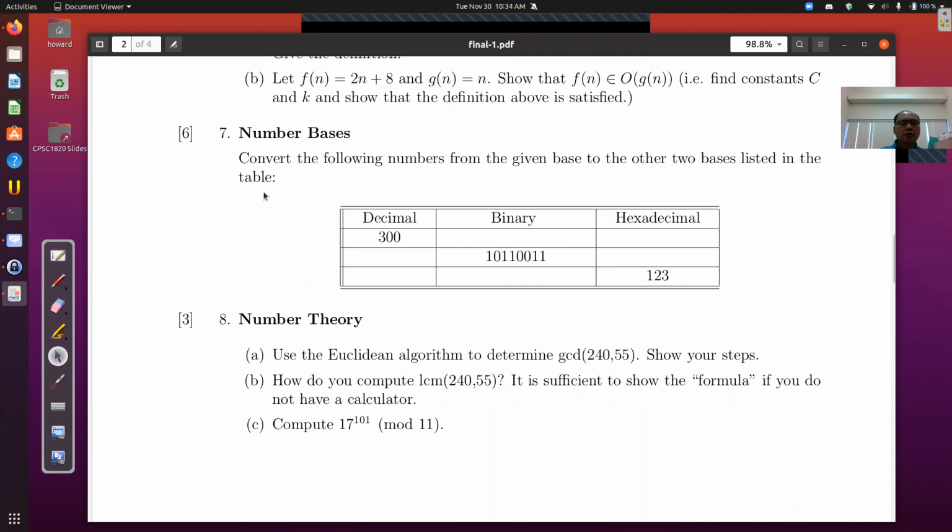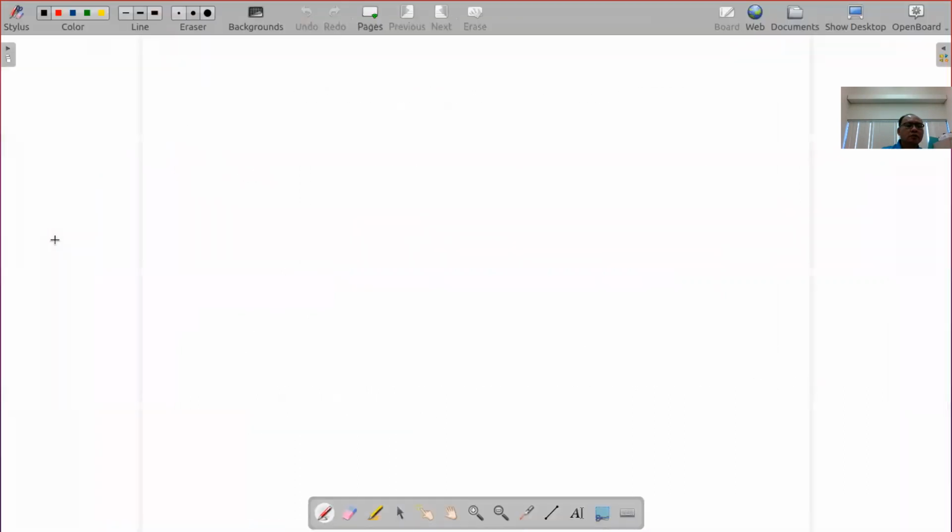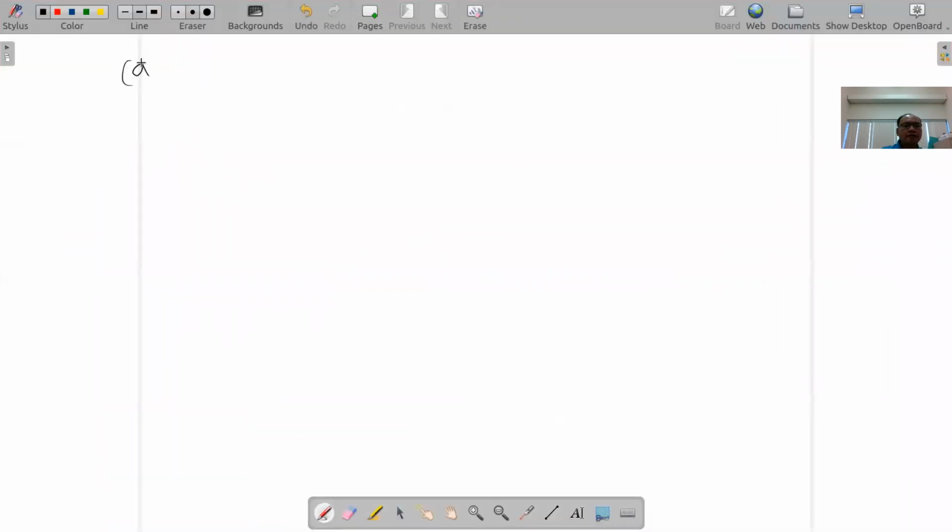Okay, now we're going to look at problem 8. You're asked to compute the GCD using the Euclidean algorithm for 240 and 55, compute the LCM, and then also 17 raised to 101 mod 11. So I'm going to use this here.